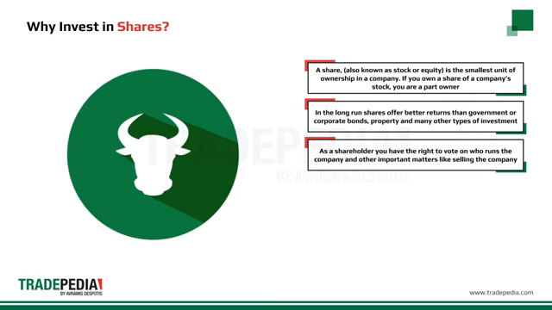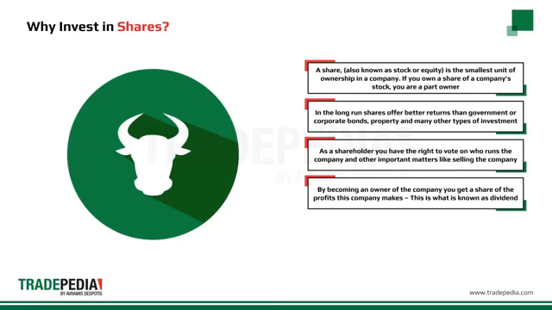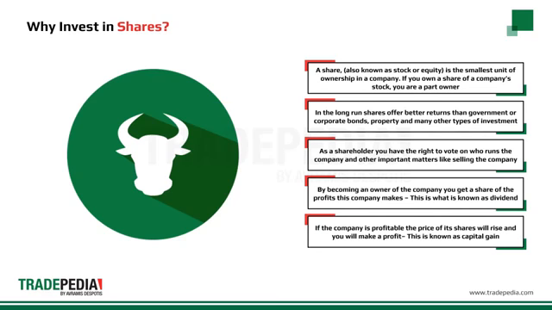As a shareholder, you have the right to vote on who runs the company and other important matters, like selling the company. By becoming an owner of the company, you get a share of the profits this company makes. This is what is known as a dividend. If the company is profitable, the price of its shares will rise, and you will make a profit on your investment. This is known as a capital gain.